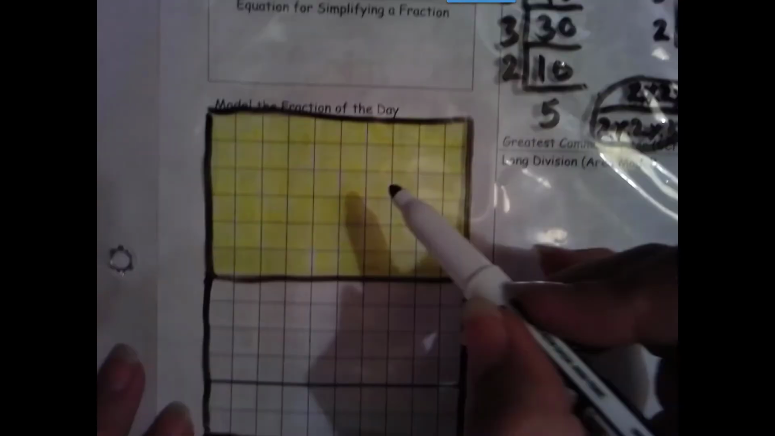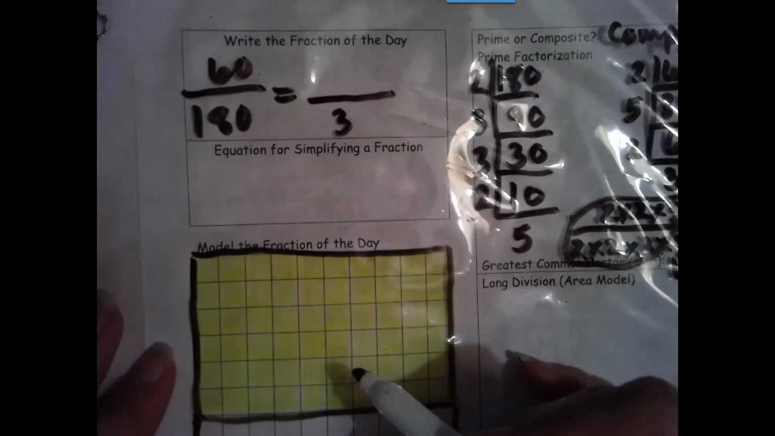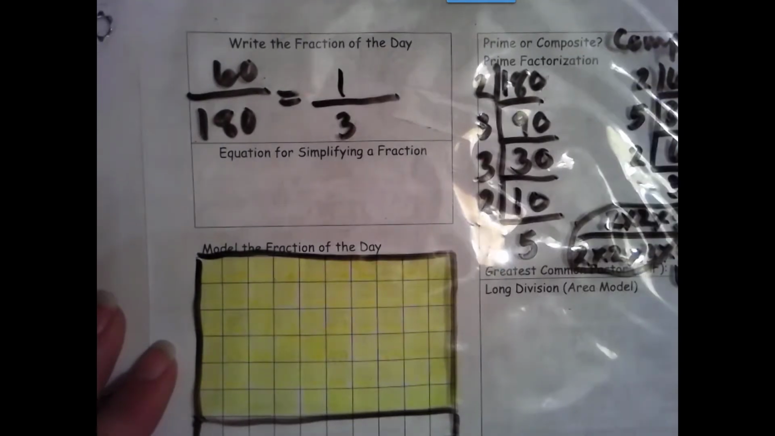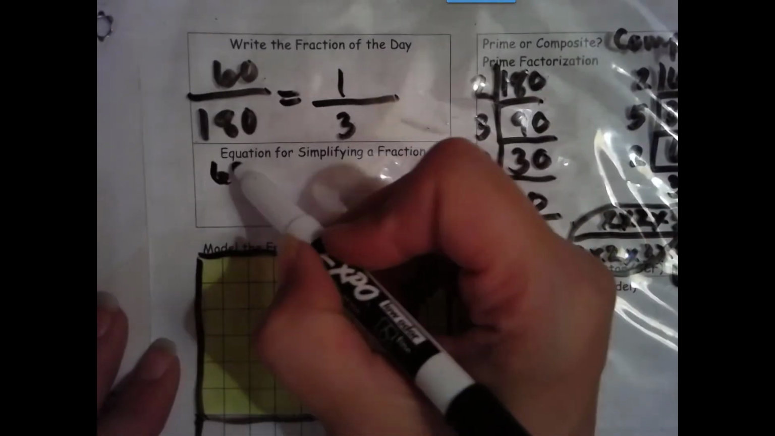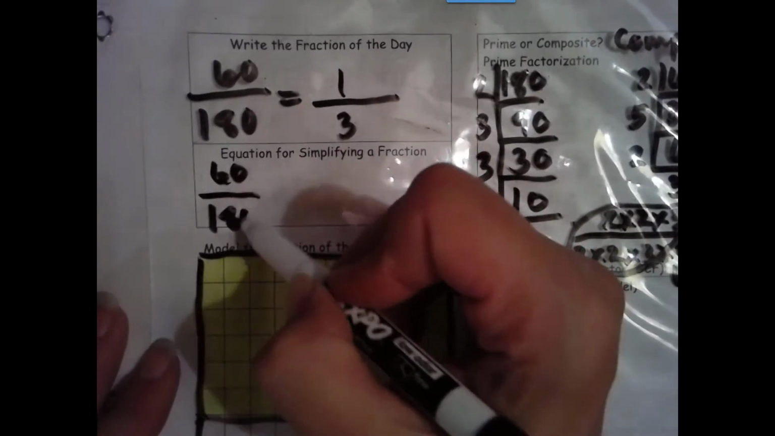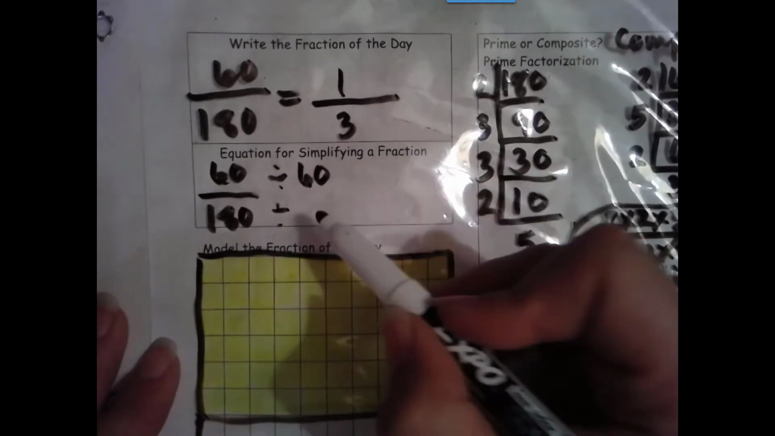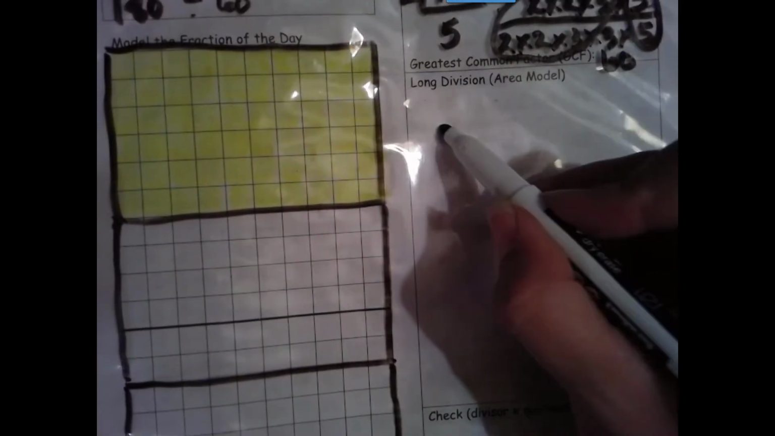How many groups of 60 do we have? 1, 2, 3 groups. How many groups are shaded in of our groups of 60? There's 1 shaded in. 1/3 of the school year. But let's go ahead and prove it. I'm going to divide by our greatest common factor. I'm going to use our area model as our algorithm.